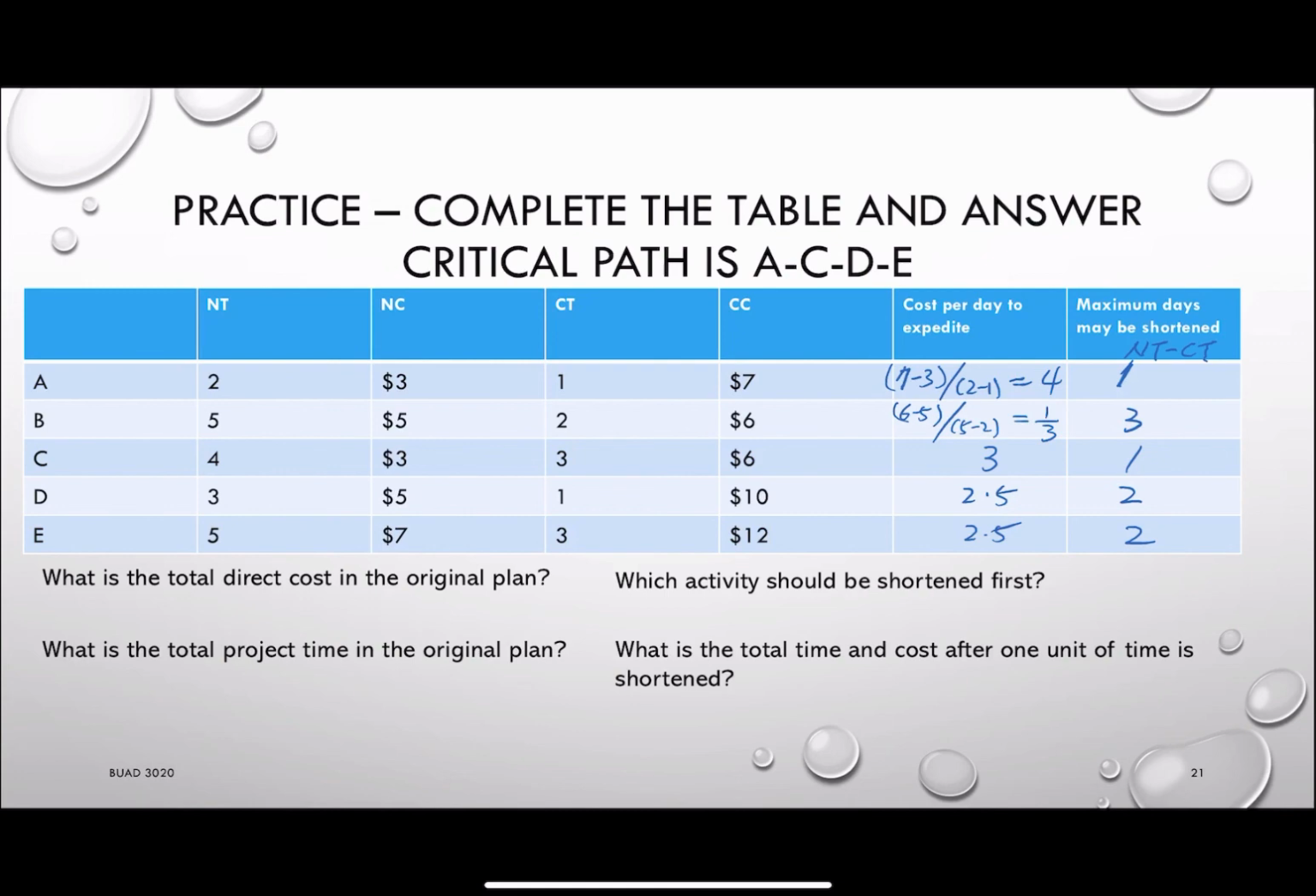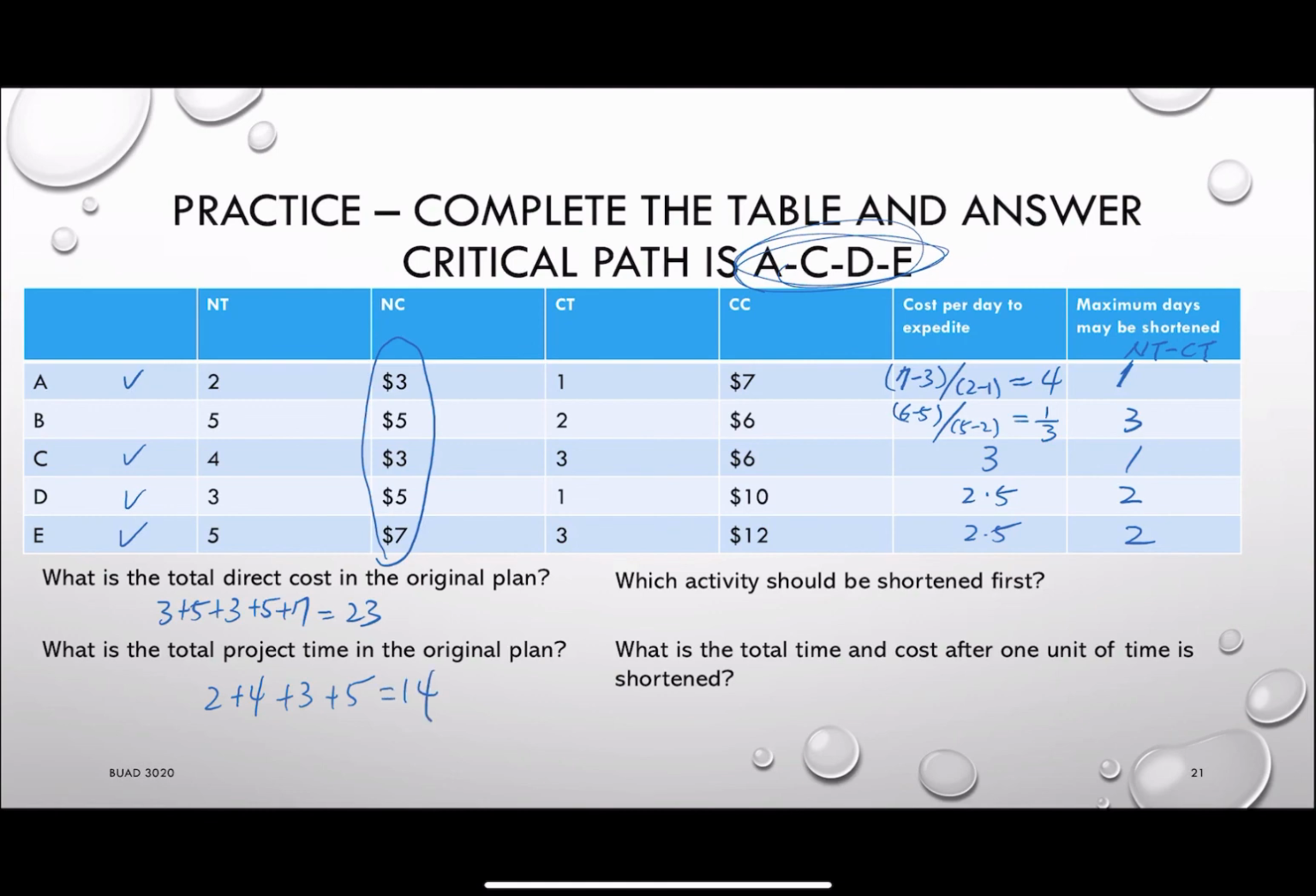For the original plan, the cost will be everything we see right here. So I will have 3 plus 5 plus 3 plus 5 plus 7. That will be equal to 23. And the total project time will be the time for the critical activity. So we know if the critical path is ACDE, we only need to focus on ACDE, which means the time will be 2 plus 4 plus 3 plus 5. That will be equal to 14.